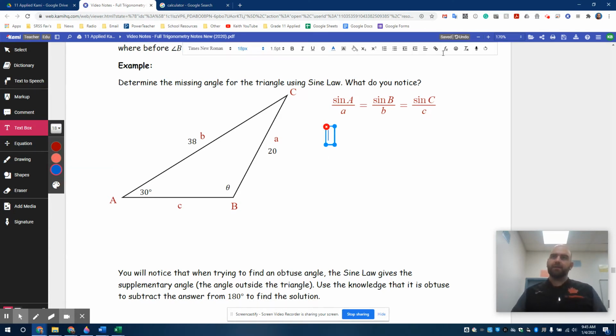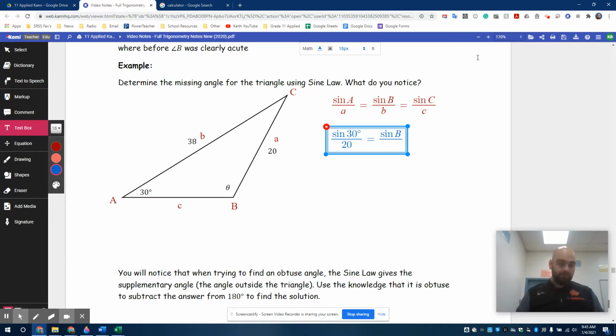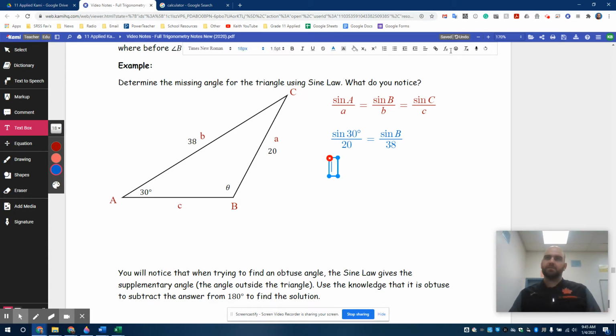So when we put this in here, we're going to notice something very unique here, or I should say something that is very alarming. That's equal to sine B over little b, which is 38. Okay. We should know something that's very alarming. Number one, this here is definitely an obtuse angle. When we solve for this, I'm going to put in the answer.